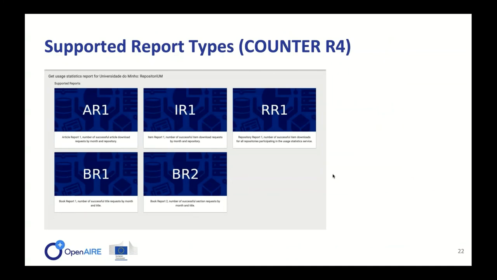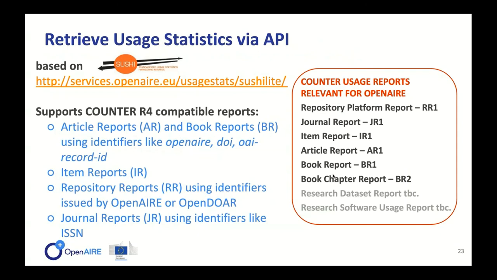We also mentioned that we provide SUSHI-Lite reports, and these are the supported reports that are compliant with COUNTER release 5. So we provide the reports AR1, IR1, RR1, BR1, and BR2, which are number of successful article download requests by month and repository, or number of successful item download requests by month and repository, etc. These are provided using this endpoint. So you can connect there and specify what kind of report you want. So you can download it by means of a JSON file.